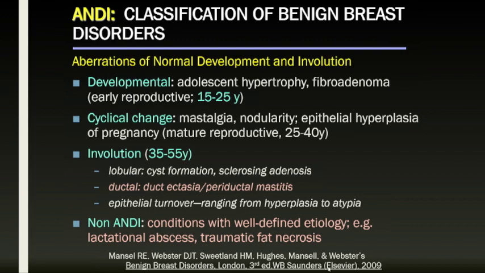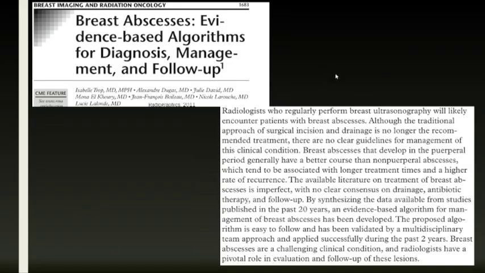Non-ANDI conditions are what we are most concerned with here. They have well-defined etiologies unrelated to the time of life, and lactational abscesses are common. So the literature is really pretty poor as you try to review it, and the best review that I've seen, and it's now aging a little bit, was published in Radiographics in 2011. It came from Montreal, and Isabelle Trop was the first author. So this is about breast abscesses, and the illustrations are excellent.